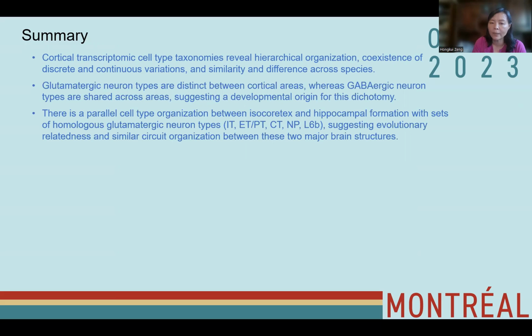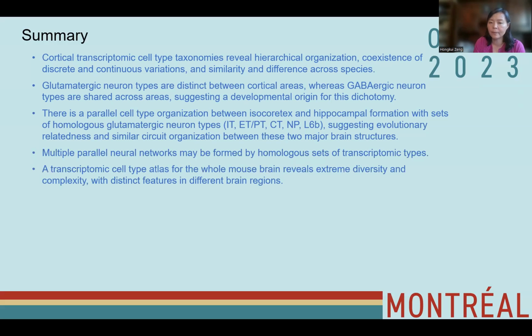There's a parallel cell type organization between isocortex and hippocampal formation, with sets of homologous glutamatergic neuron types found in both regions, suggesting evolutionary relatedness and similar circuit organization between those two brain structures. And from here, we infer that multiple parallel neural networks can be formed by homologous sets of transcriptomic types.